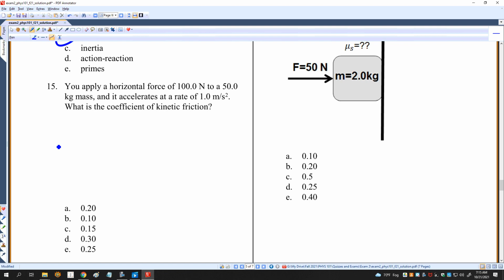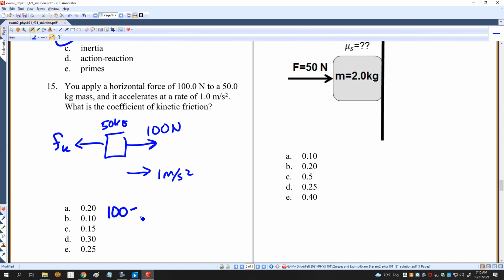You apply a horizontal force of 100 newtons to a 50 kilogram mass, and it accelerates at a rate of 1 meter per second squared. Now, if there was no friction, I would have a rate of 2 meters per second squared. So it's accelerating at a rate that's slower than you would expect. Let's do the sum of the forces. I have 100 minus Fk is equal to m times a.